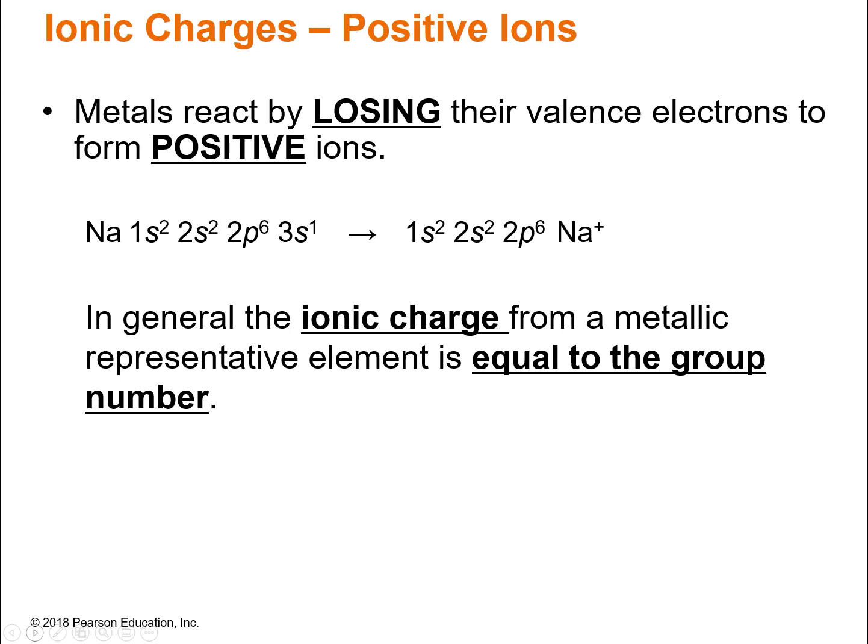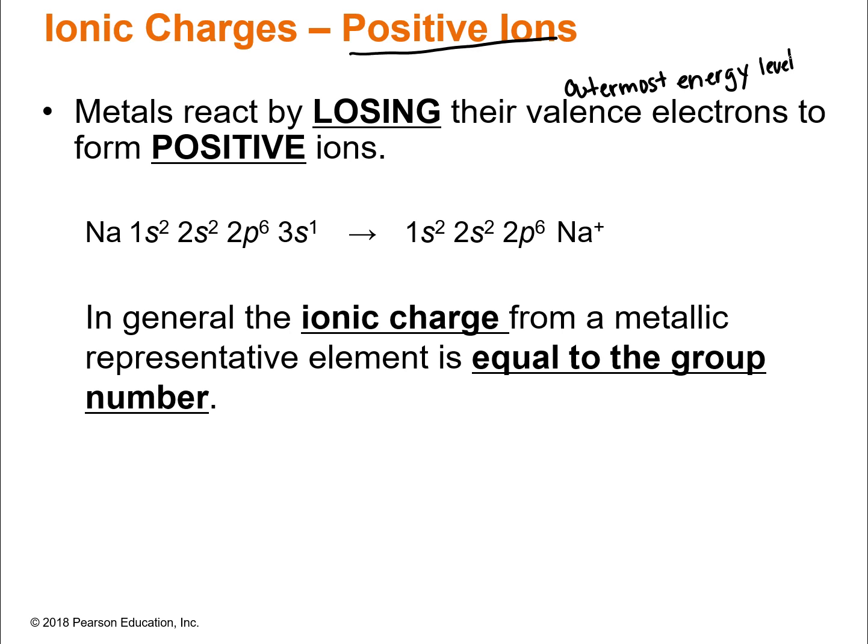We're going to start with the easier ions, which are the positive ions. Most of the periodic table is metal. And metals react by losing their valence electrons, which we were just talking about. The valence electrons are the ones in the outermost energy level. Those are the ones that participate in chemistry. And metals participate by giving those valence electrons away. That means that they form positive ions.